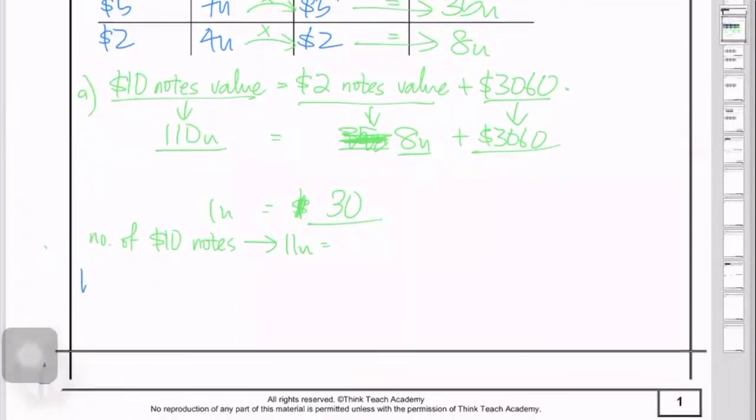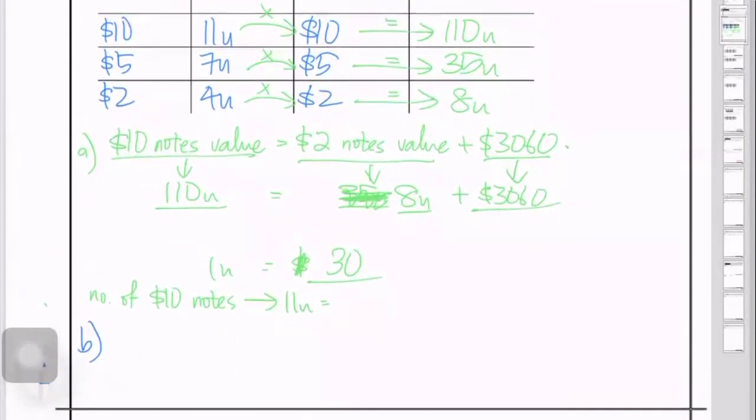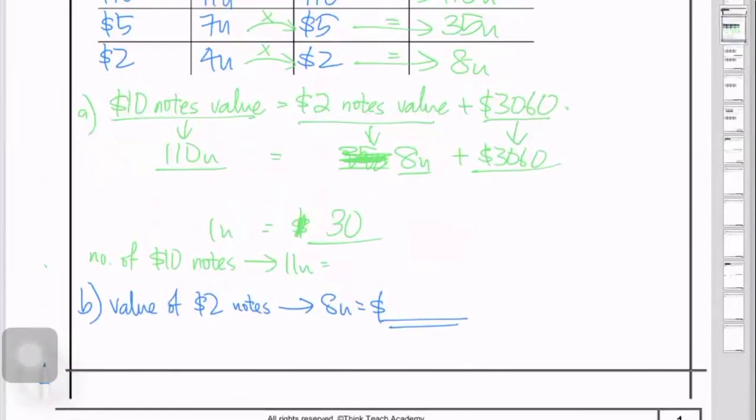And then for part B, if you look, what was the total value of his $2 notes? So you need to find your number of $2 notes and then the value. So anyway, your value of $2 notes has to be 8 units. And that will give you your final answer, using the same method.